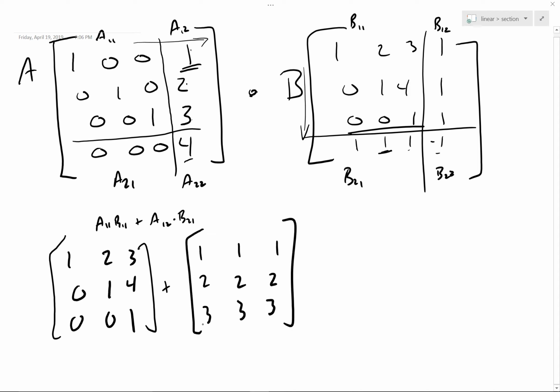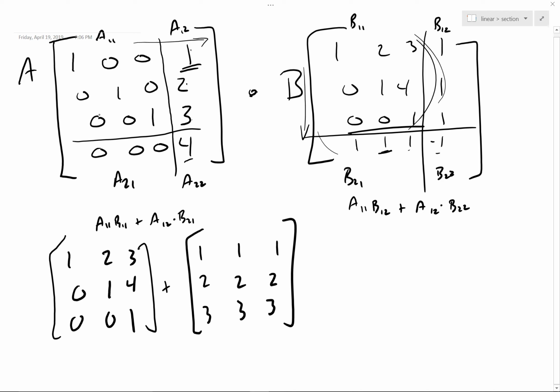Whew! This number is going to give me this upper quadrant in my new matrix. Now, let's do this. That's the first set. And then I'm going to have A11, A12 times B12, or B12. Oh, you idiot. I'm just going to look funny. A11 times B12 plus A12 times B22.